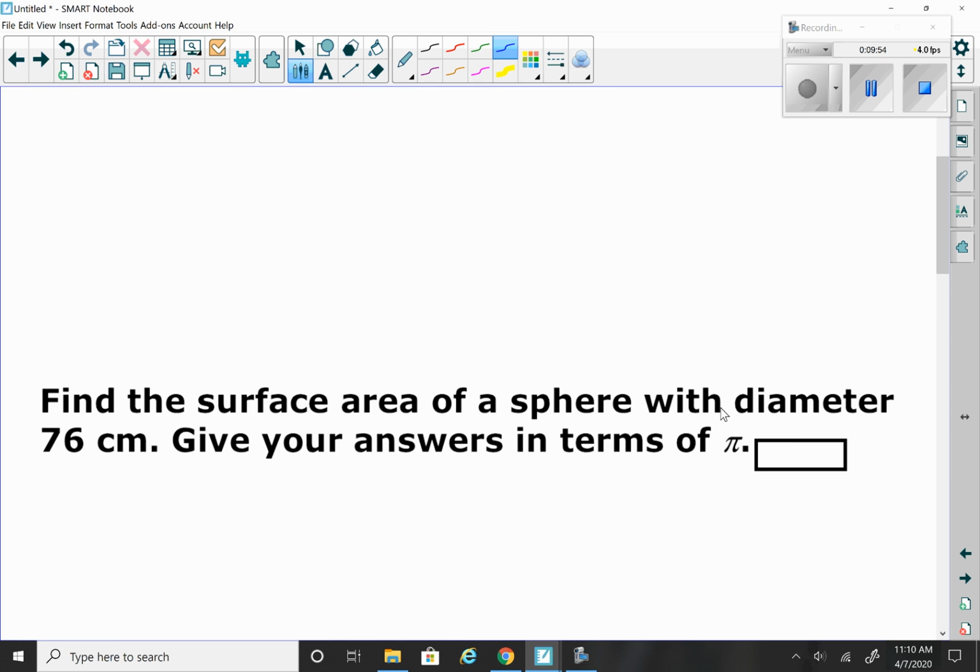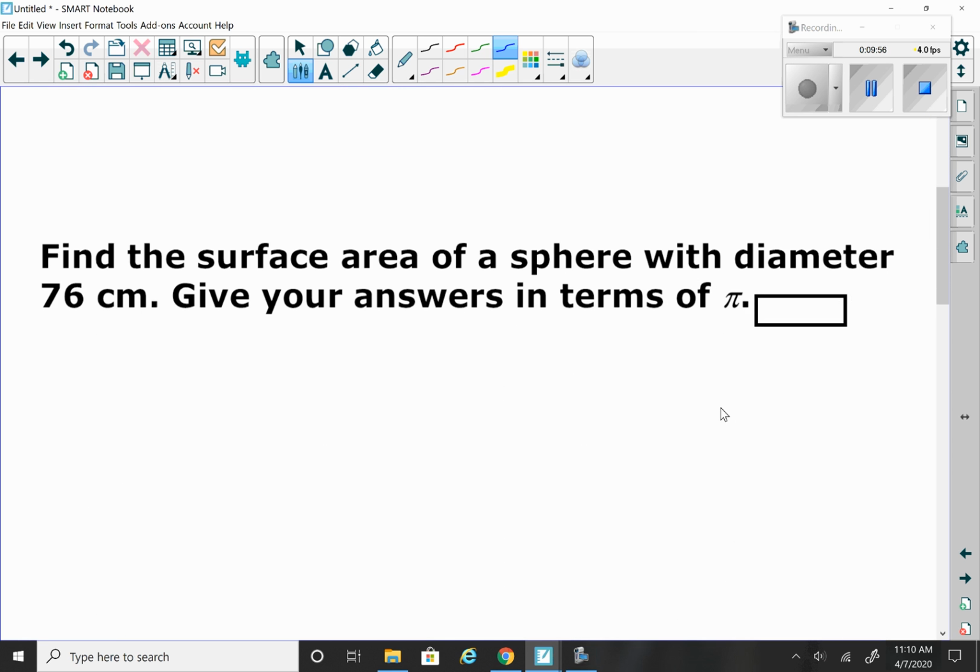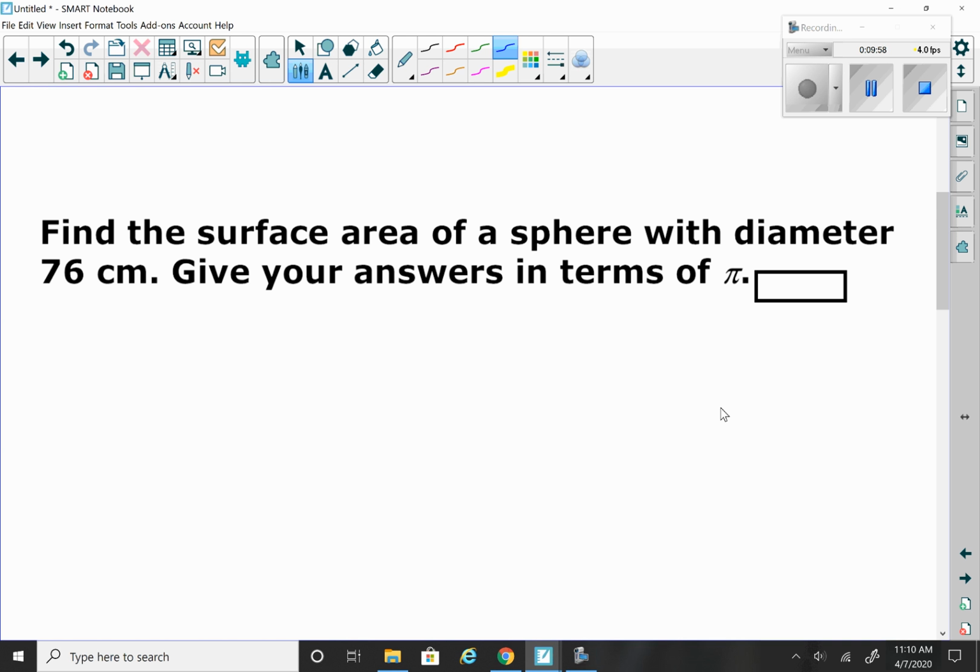So then down here in number 7, it says find the surface area of a sphere with a diameter 76 centimeters, give your answer in terms of pi. Well, if my diameter is 76 centimeters, that means my radius is half of that. So half of 76 is 38. And I know that the surface area of a sphere is 4 pi r squared.